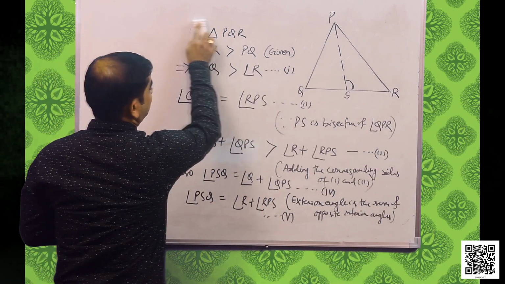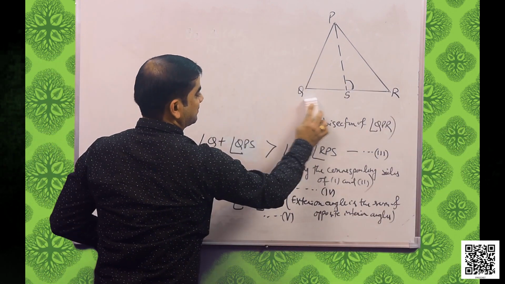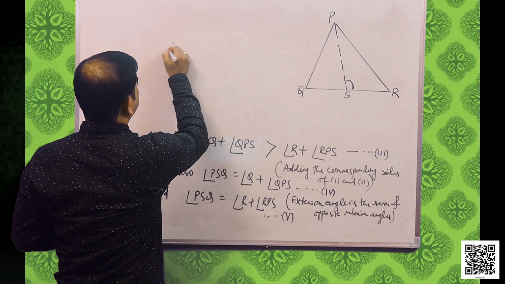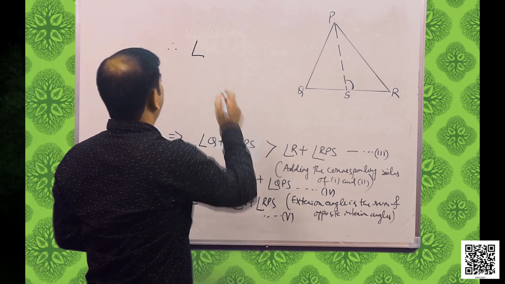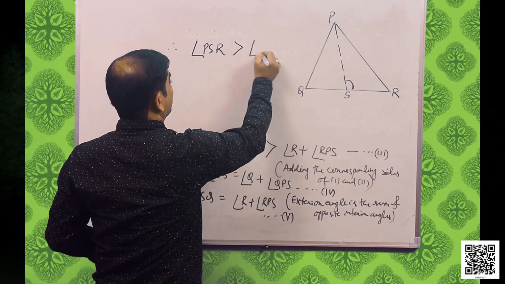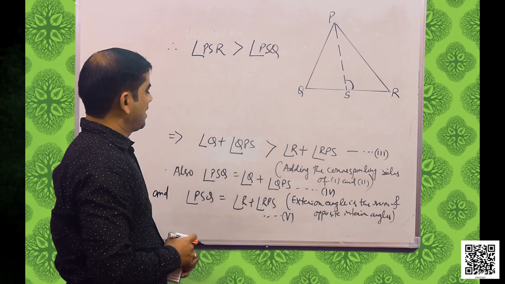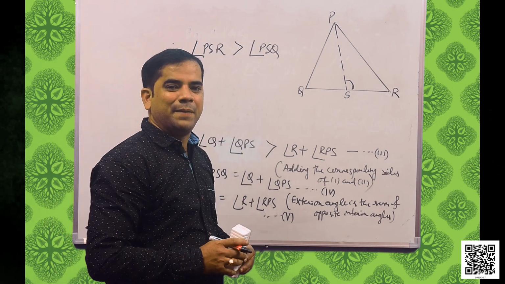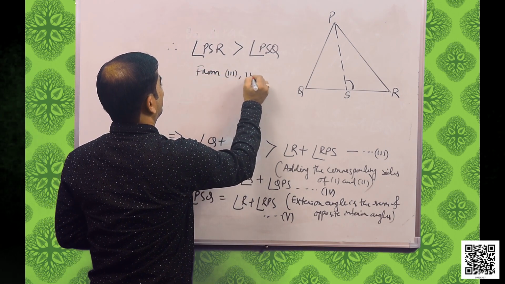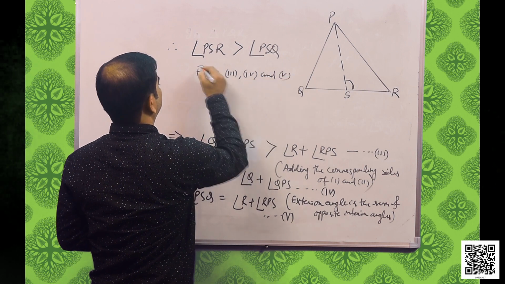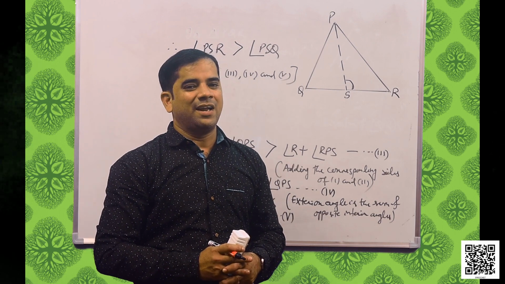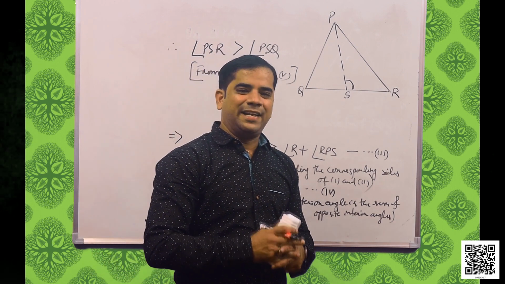So, by adding 3, 4 and 5, we will get angle PSR is greater than angle PSQ. Angle PSR is greater than angle PSQ from 3, 4 and 5. Hope you have understood this solution. Now, let us go to the next question.